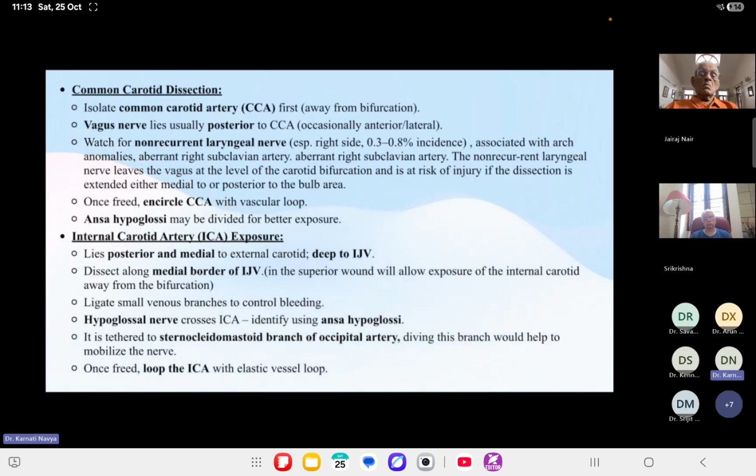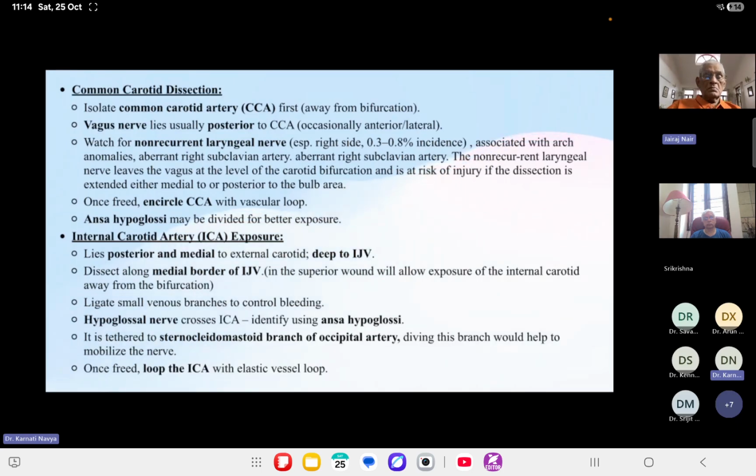Common carotid dissection: first, the common carotid artery should be isolated away from the bifurcation. The vagus nerve usually lies posterior to the common carotid artery, and occasionally anterior or lateral. Care should be taken to watch for a non-recurrent laryngeal nerve, especially on the right side in 0.3 to 0.8% of cases, which are associated with aortic arch anomalies or an aberrant right subclavian artery. The non-recurrent laryngeal nerve leaves the vagus at the level of the carotid bifurcation and is at risk of injury if the dissection is extended either medial to or posterior to the bulb area.